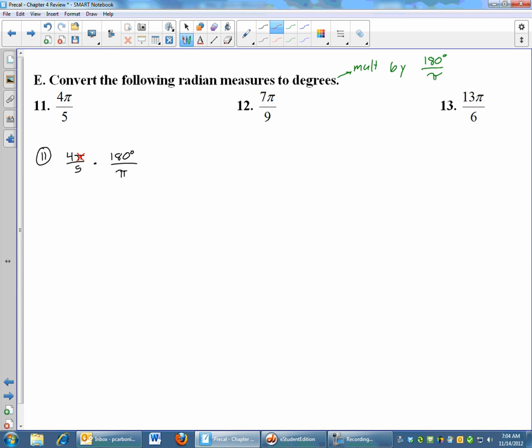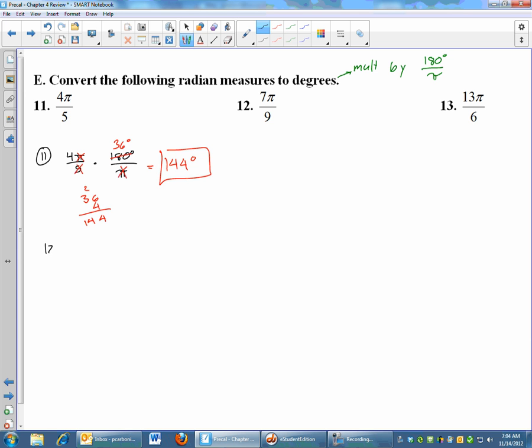Let's see, pi cancels pi. 5 goes into 180 degrees. We just did that. 5 goes into 180 36 times. And now I'm left with 36 times 4. 36 times 4, I think it's going to be 144. That's 24, carry my 2, 12 plus 2 is 14. So yeah. So we get an angle of 144 degrees for number 11.